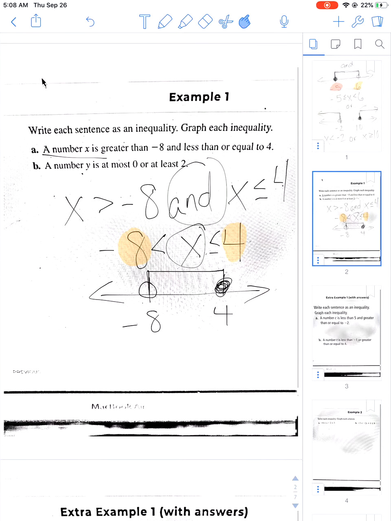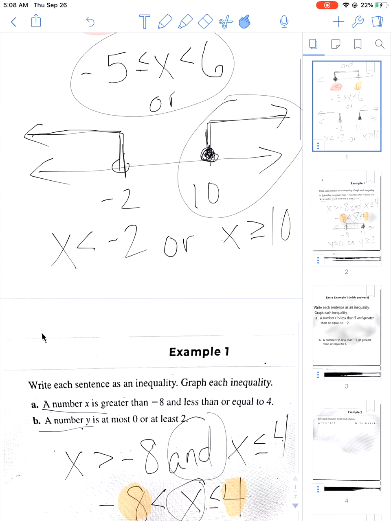So let's look at the or. Let's see, a number y is at most. Is at most. Well, that means that it could be 0, but it can't be bigger than 0. Or at least 2. That means y is at least 2. Now this is an or. And we know ors should look something like this, where it's one inequality or the other.